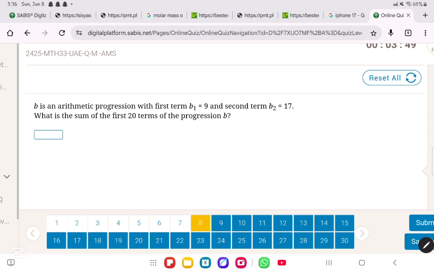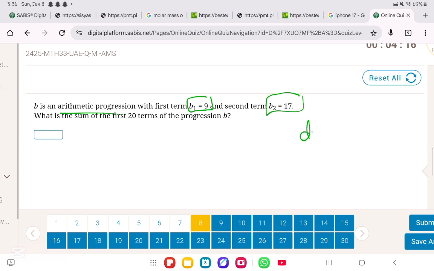We move on to the next question. It says B is an arithmetic progression with first term b1 is equal to 9, second term b2 is equal to 17. What is the sum of the first 20 terms of the progression B? Look what we have. First of all, we have b1, which is the first term. Then we have b2, which is the second term. Using these two, because it's an arithmetic progression, we'll be able to find the common difference.